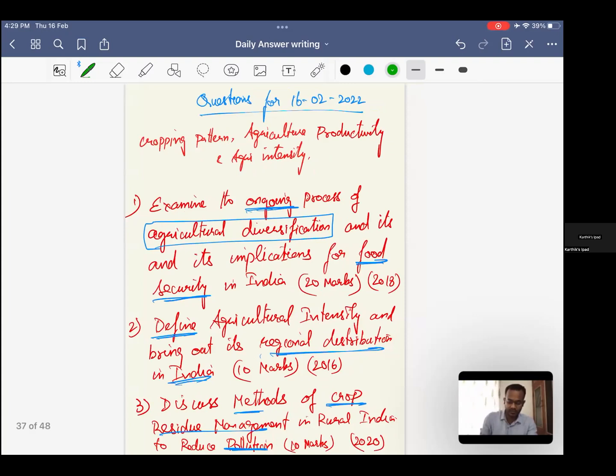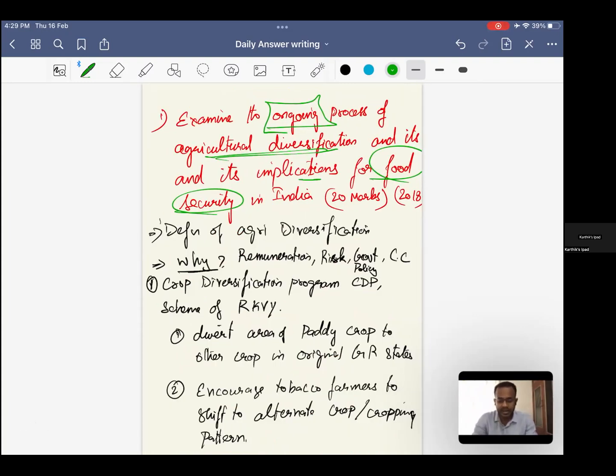Question number one: examine the ongoing process of agricultural diversification and its implication on food security in India. So two things are required. One, you will have to connect the ongoing process of agricultural diversification to food security. So write the definition of agricultural diversification and then go on. It's a 20-mark question, so your introduction can be half a page or slightly more than half a page of the first sheet.